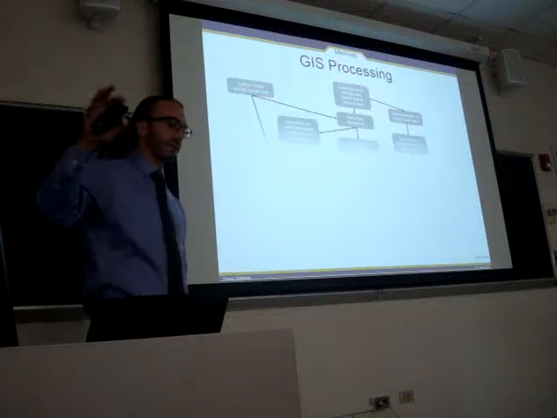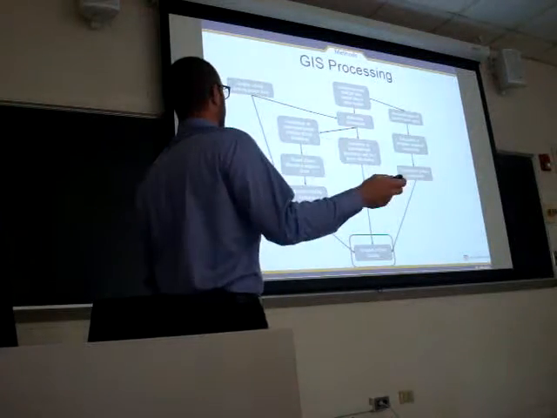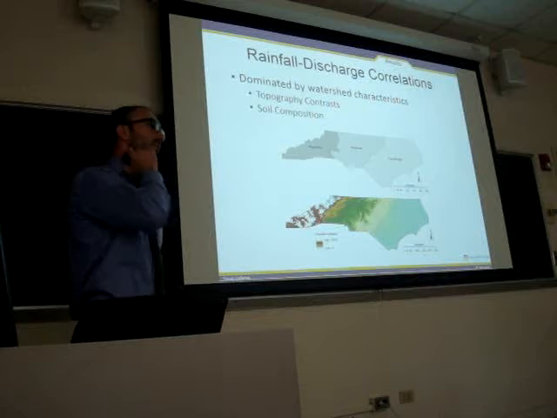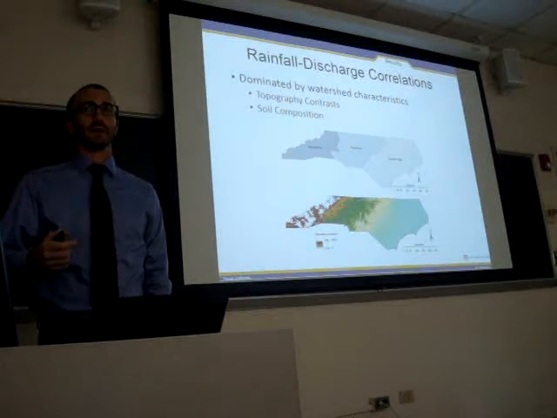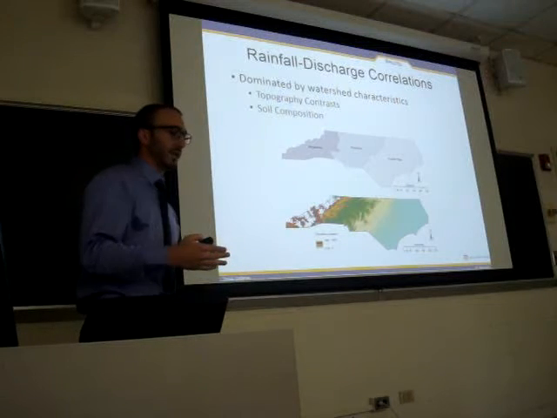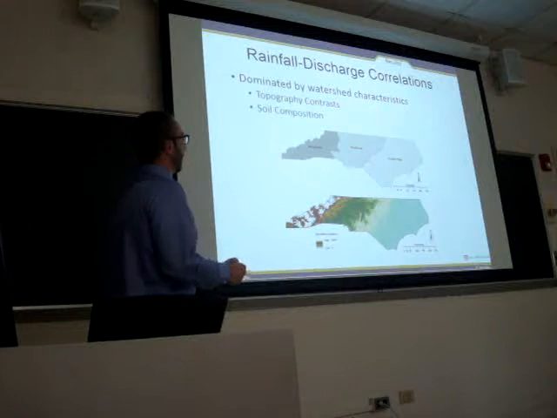So we got all this information, we finally got all the data, now we need to make sense of it. And so that's what we're going to do here. Why are we seeing these differences in correlations, first off, between regions in North Carolina? Well, this is likely tied to past research and just based on watershed characteristics.